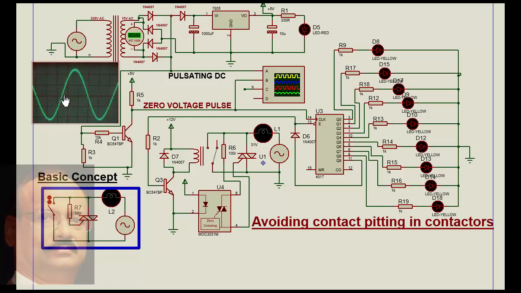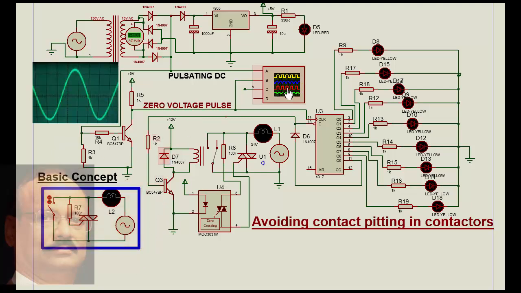We could be switching it at the peak of the positive or the peak of the negative, doesn't matter. But if it is at the peak of the voltage, then the current will be highest. And because of that, the spark takes place, and because of that spark, the contact pitting takes place. So we have given a novel idea here as to how to avoid contact pitting. This is the basic concept.